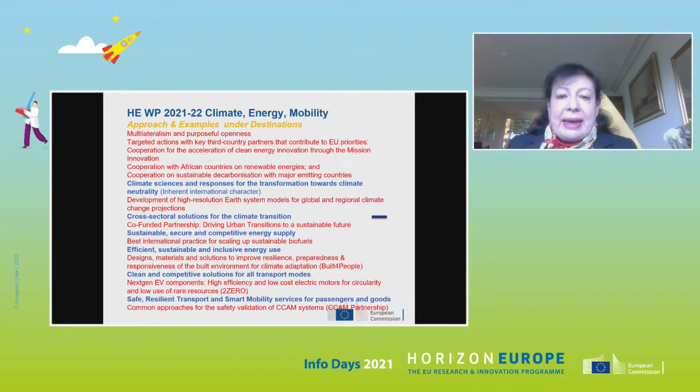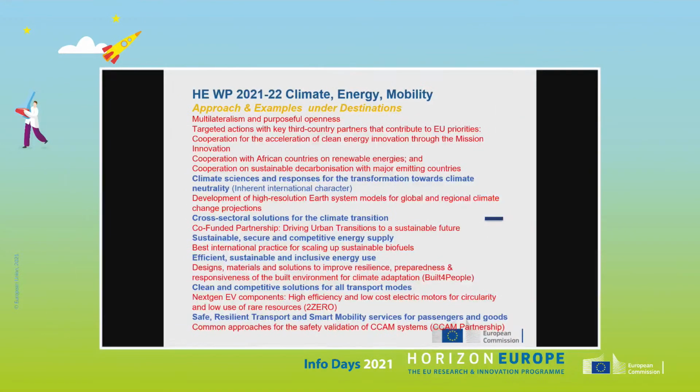When we come to climate, energy and mobility, so cluster 5 and its 6 destinations, these are just some of the highlights where, as you can see in the calls and the topics, in some of them international cooperation is encouraged. In others, international cooperation is required. It's very important to see in what issues and in what themes we have a particular interest, and we can really advance excellent research and innovation. Of course, multilateralism and purposeful openness are key principles.